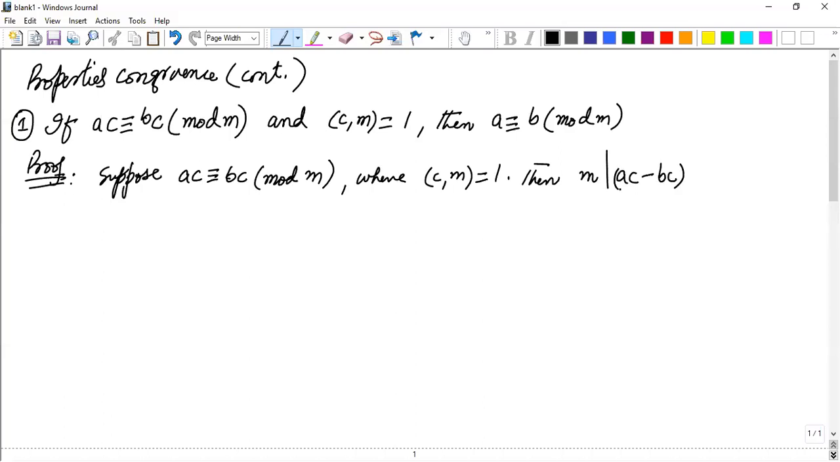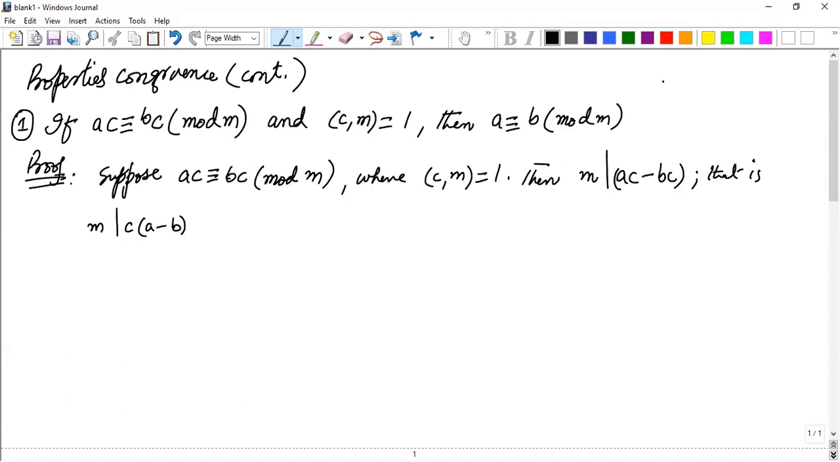If M divides AC minus BC, it means that M divides C times (A minus B). So M is dividing the product C times (A minus B), and we know that the GCD of C and M is 1. So it means M completely divides A minus B.